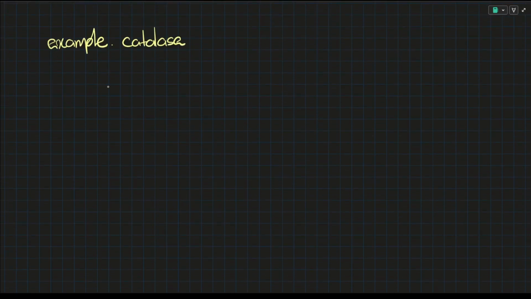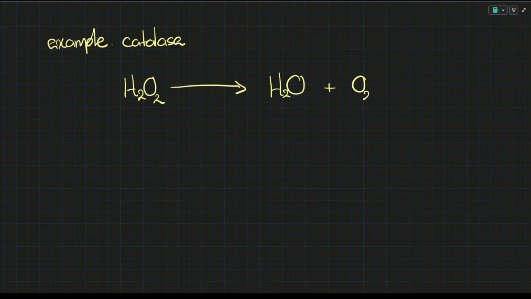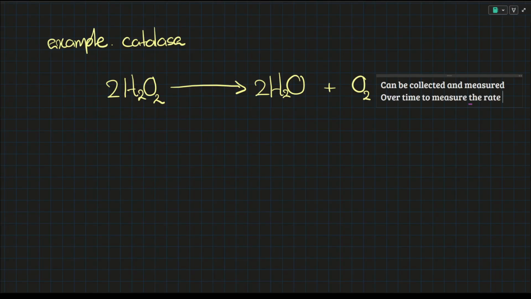Now, catalase is capable of breaking down hydrogen peroxide. This reaction is completely irrelevant, you don't need to memorise it, it's just to give you an idea. Hydrogen peroxide into water and oxygen. If I balance it, 2, 2, 1, like so. Oxygen is being produced, so this oxygen can be collected and measured over time to measure the rate of the reaction.